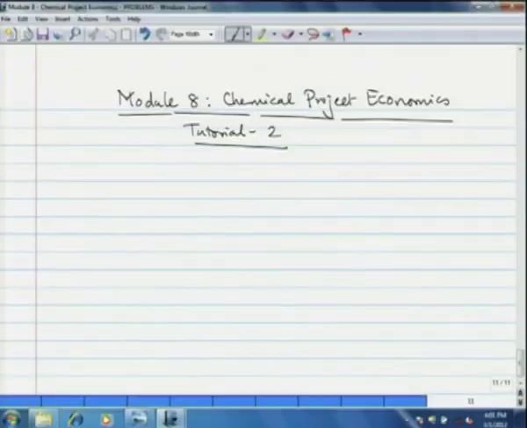Welcome. In the previous tutorial, we saw several problems on profitability analysis, replacement, time value of money, break-even analysis, and today we shall continue the theme and we shall see some additional problems. Let me give the statement of the first problem of today. Preliminary analysis of a polymer plant has yielded the following data.